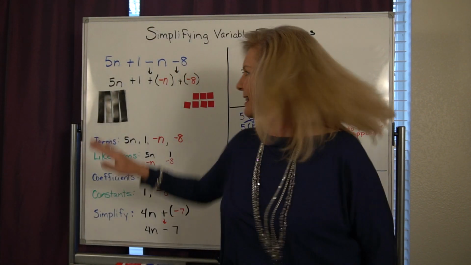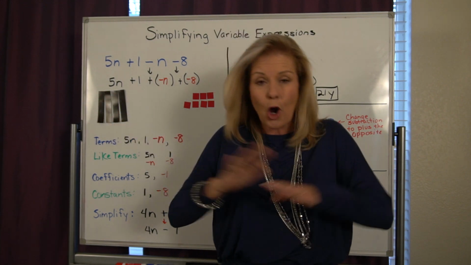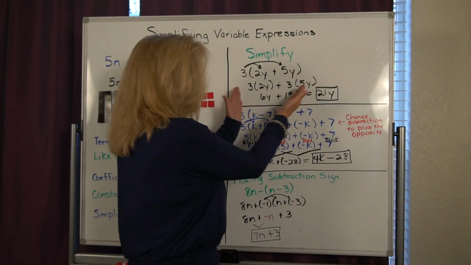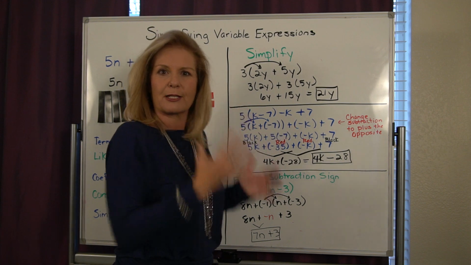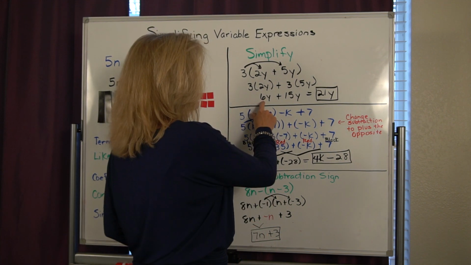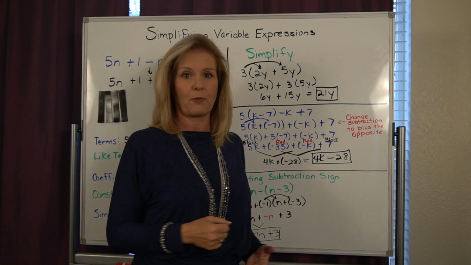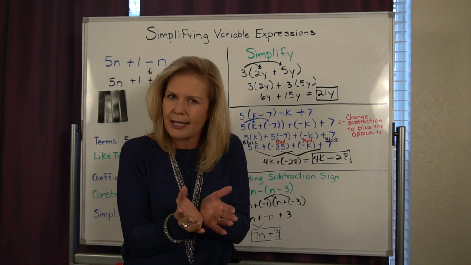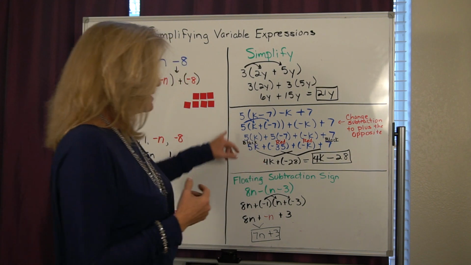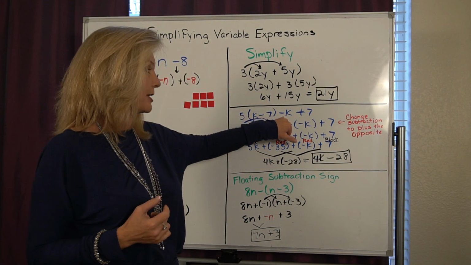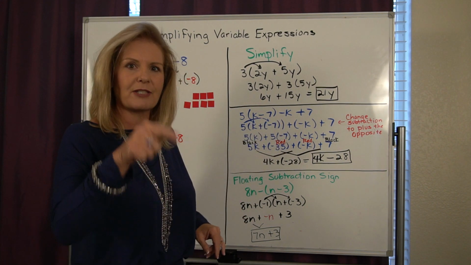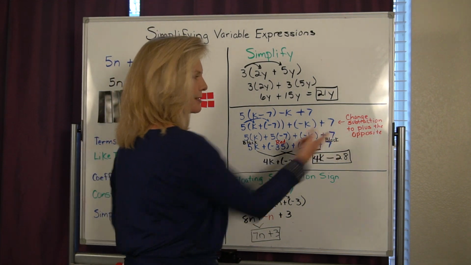But notice, these look all the same. They're all y's. So I need to pull all those y's together because those are like terms. So 6y's plus 15y's gives me a total of 21y's. So that's that pulling of the like terms in action. Now, if you have subtraction, you have to change subtraction to plus the opposite.